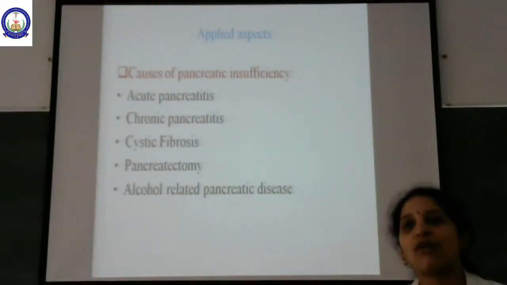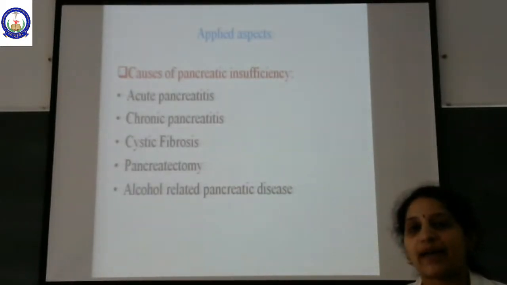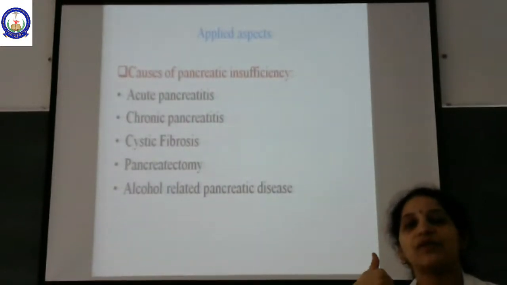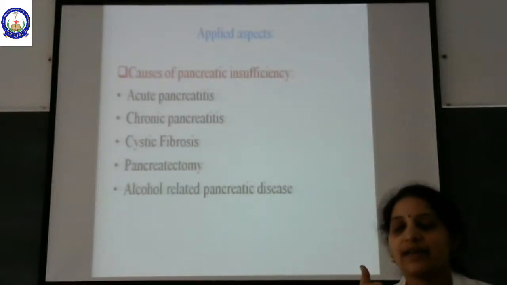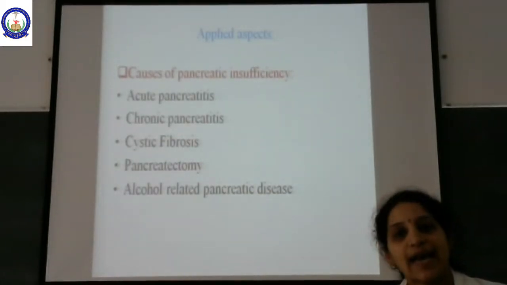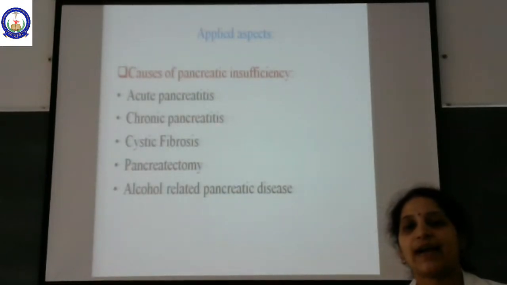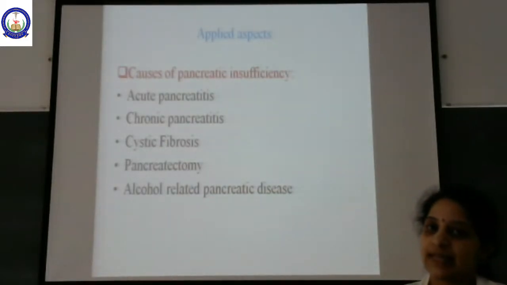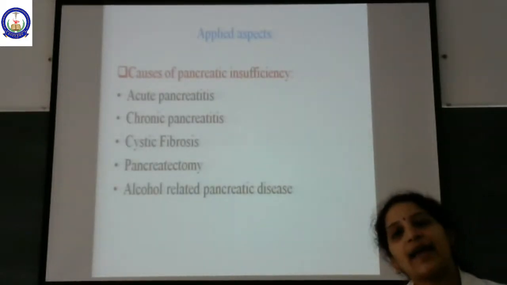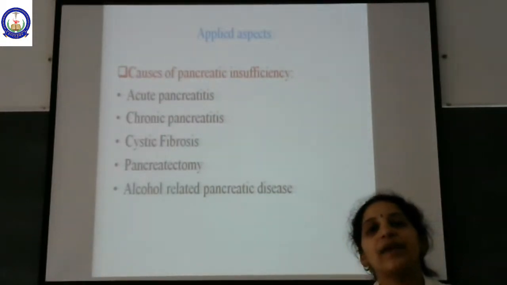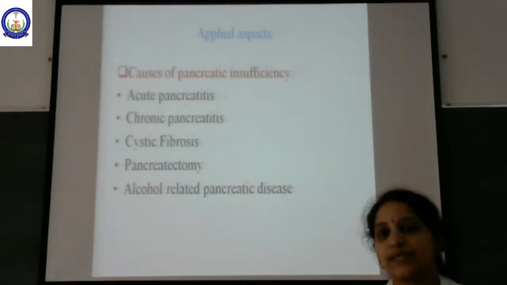So three phases of the pancreatic juice secretion: cephalic phase, thought of the food, smell of the food, the vision of the food; gastric phase, when food enters into the stomach, release of acidic chyme, increases secretin and cholecystokinin; intestinal phase, when the acidic chyme enters the intestine, again there is increase in pancreatic secretion. So these are the regulation of pancreatic juice secretion.